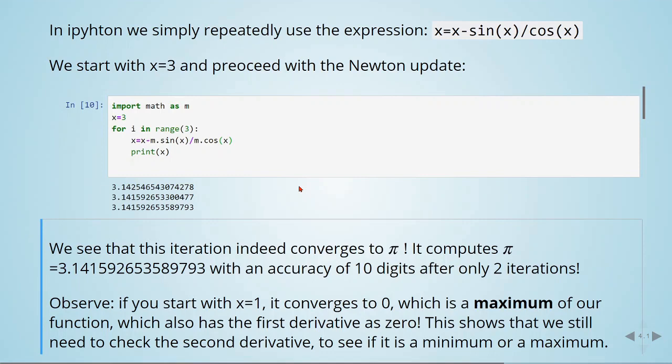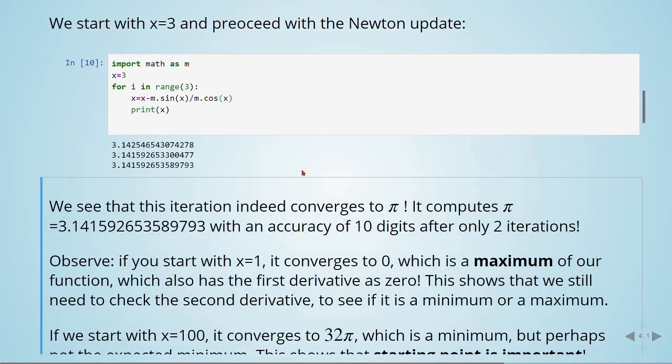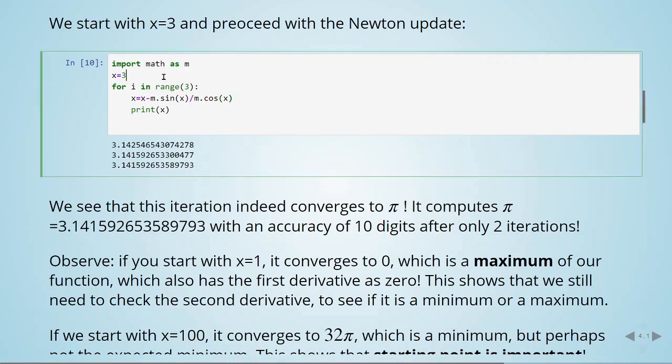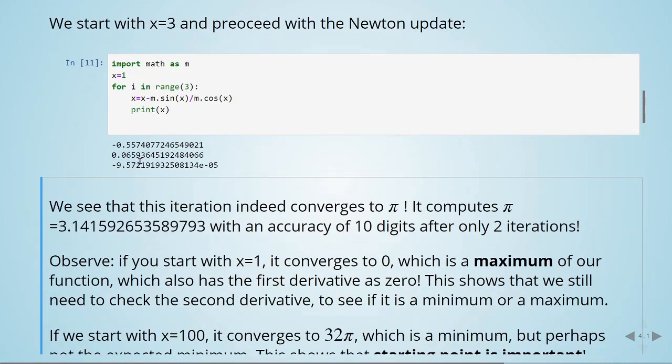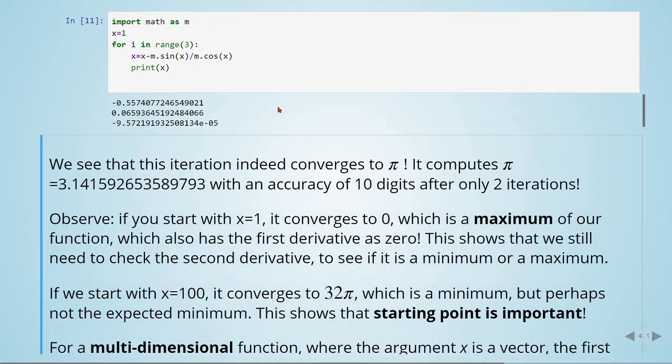So if we start with x equals 1 as our starting point, it will converge to 0, which is a maximum of our function. So this is what we had before. It converges to 0 with some rounding errors, of course. We have here 3 iterations, and we see that it converges to 0, which is a maximum of our function, and which also has the first derivative as 0. So this is a very important point, because this shows that we still need to check the second derivative to see if it is a minimum or a maximum.